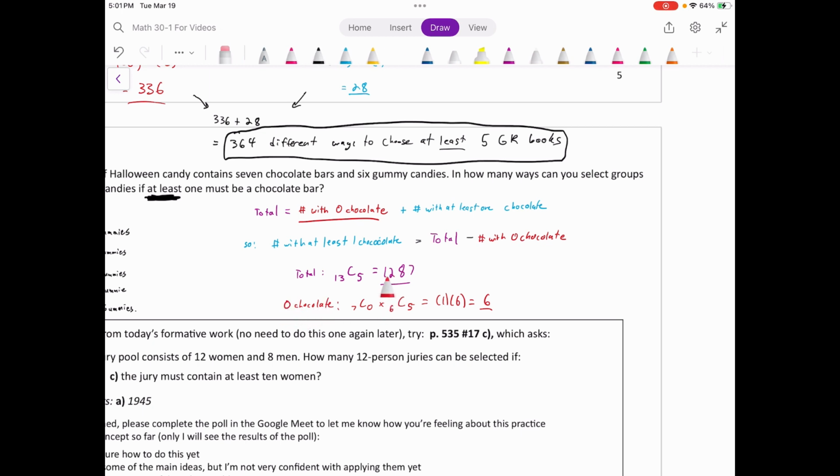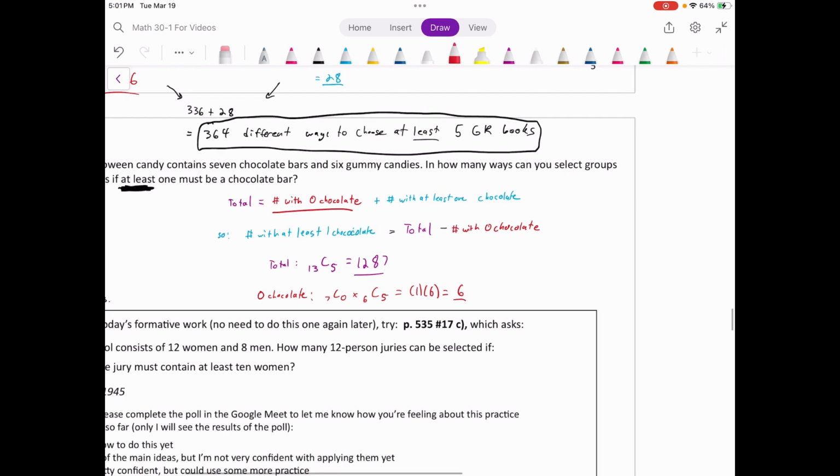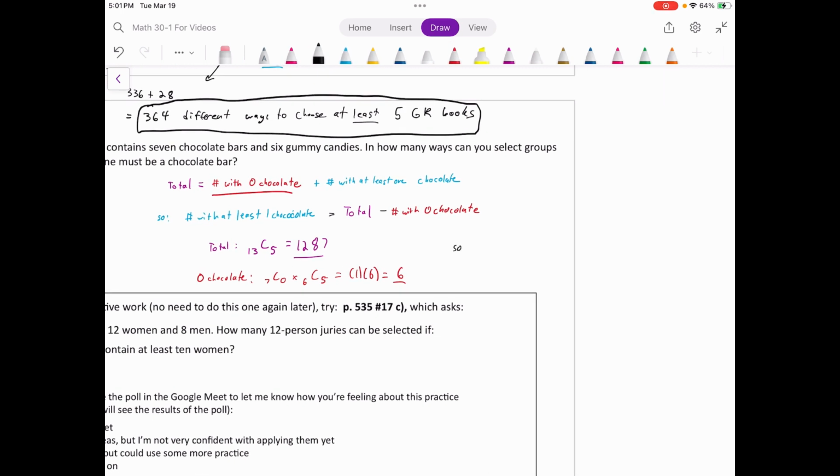Out of the 1,287 total possible ways to choose the 5 candies, 6 of them involve choosing all gummies and no chocolates. Meaning that the number with at least one chocolate is going to equal 1,287, all the different ways we could choose 5 candies from 13 options, take away the 6 ways included in there of ending up with only gummies. And 1,287 minus 6 is 1,281. So there we go, right?